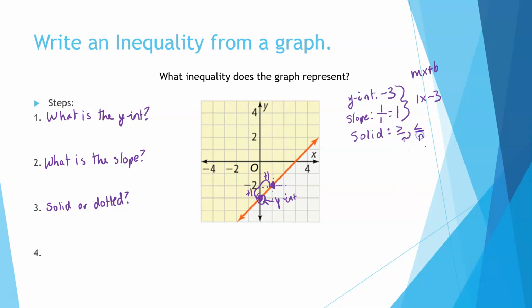So I need to decide between these. I don't necessarily always write that down, but that's what it's. So when I ask myself solid or dotted, I decide if it's underlined or not. Step 4 is the hardest. Step 4 is where we decide which way the inequality should face.